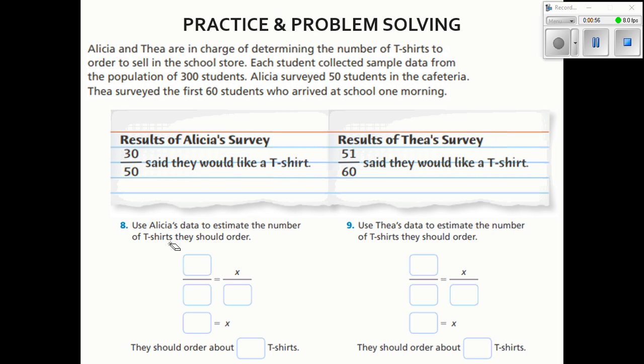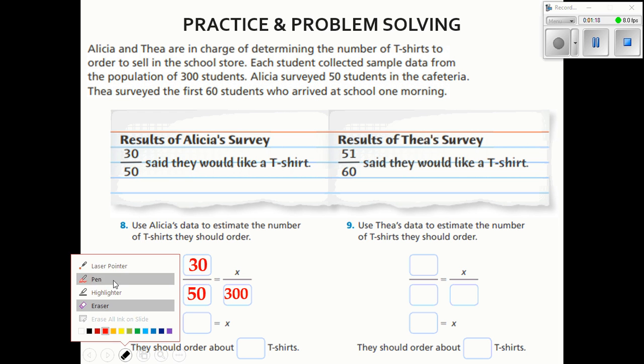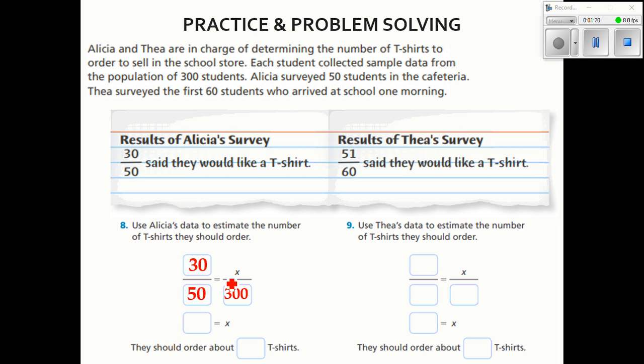So use Alicia's data to estimate the number of t-shirts to order. That should be 30 out of 50, equal to x out of 300. Why 300? Because there are 300 students at the school. This is our sample, and this is what we want to know. How do we solve stuff like this? Well, I'm going to use my pen here, and this is really cross multiplying. We learned this in class, right?